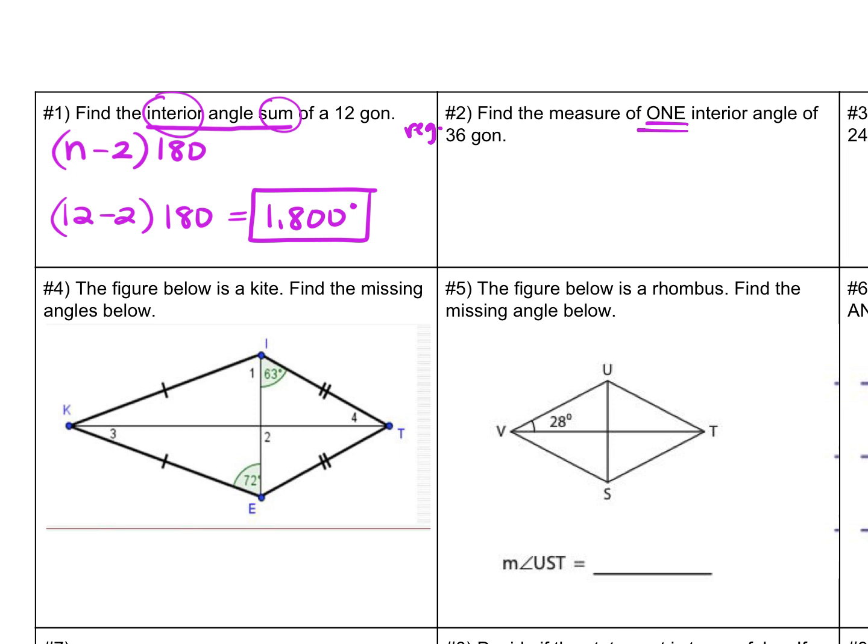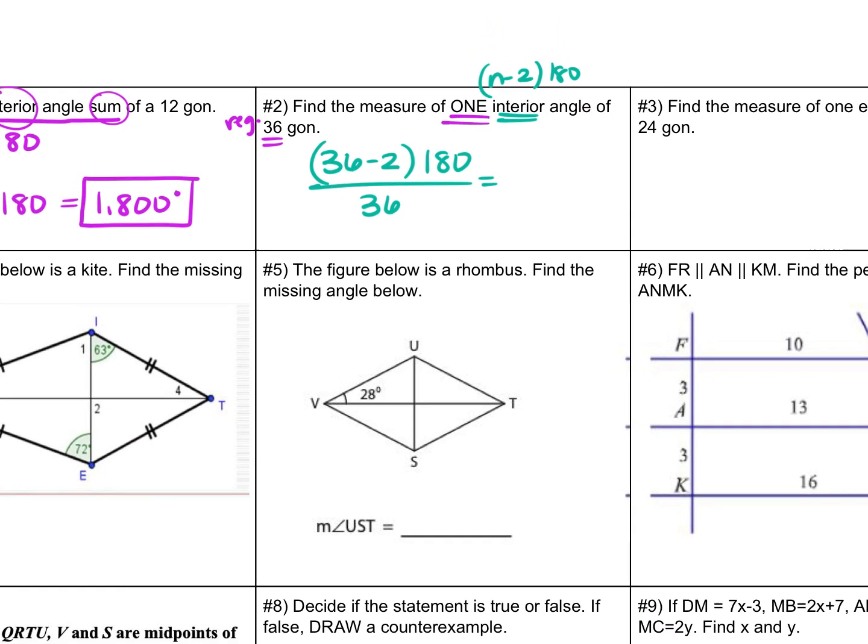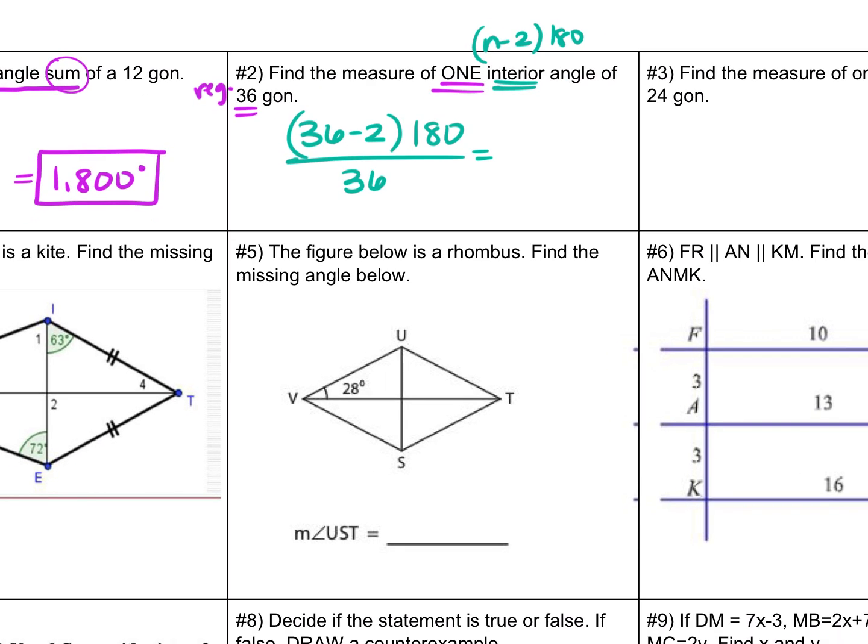Not by 12, by 36. 12 if we were doing the last problem, right? So interior angle still, so that's n minus 2 times 180. Right, so we're going to go 36 minus 2 times 180, and we're going to divide by what? 36. Can we tell me what that comes out to? I want to say it was like 170. I'm going to plug that in and verify that for me.